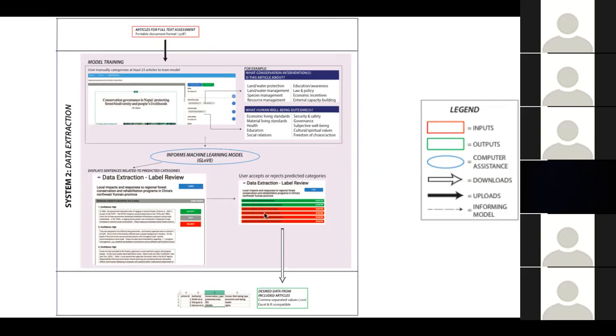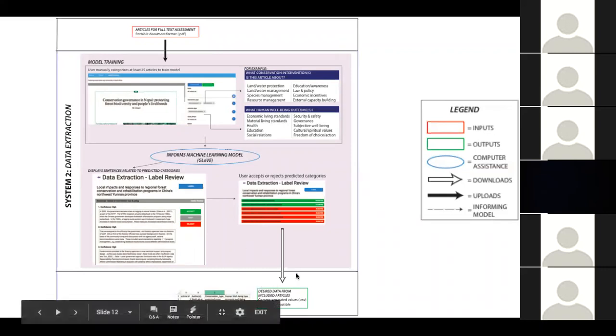And you'll see that it will suggest a number of different labels. And because oftentimes your reviews can have more than one label per category, for example, an article can be talking about 2 different types of human well-being outcomes, you can accept both of those and reject whichever other ones you want to reject.